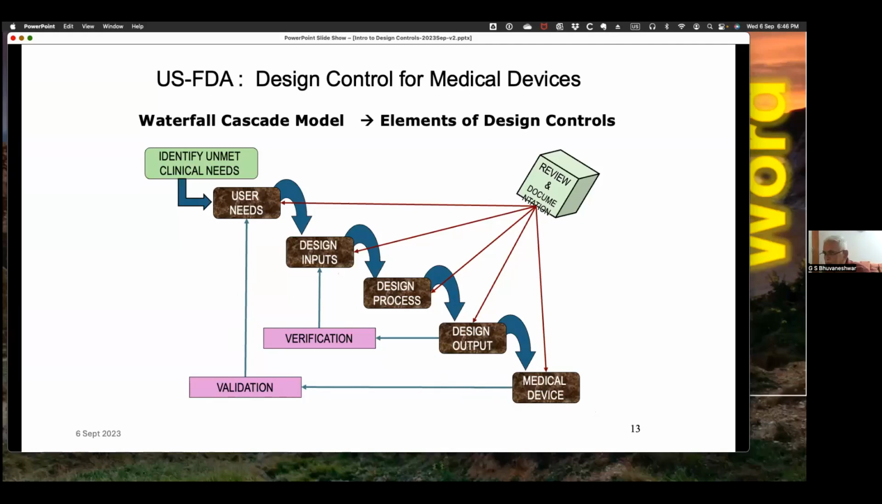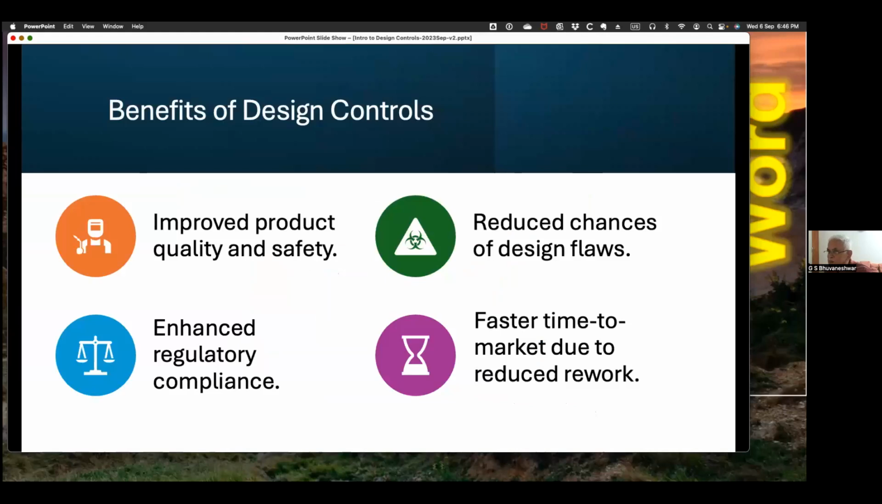So at each stage, you also need to do a review and documentation. And today's regulatory requirements also require that you apply risk management during this whole process as per ISO 14971. That's another standard, but I'm not getting into those details right now.